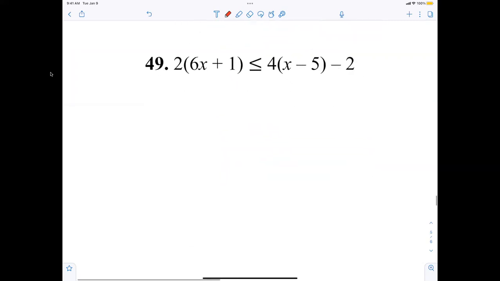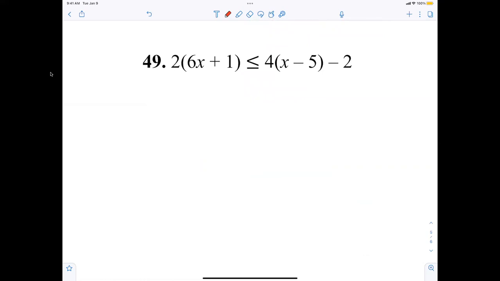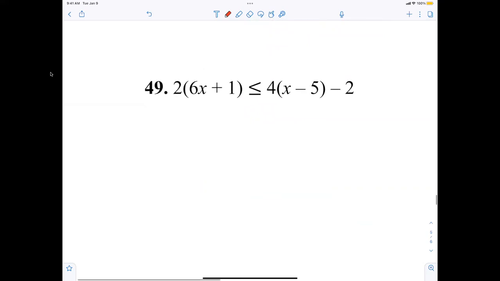All right, here we go. 49. Okay, where we at? Go. So I did 12x plus 2 is less than or equal to 4x.